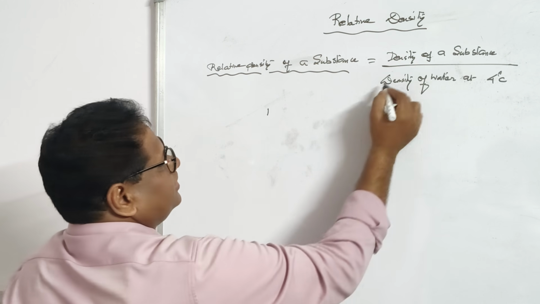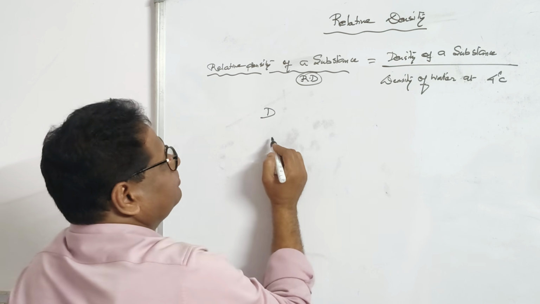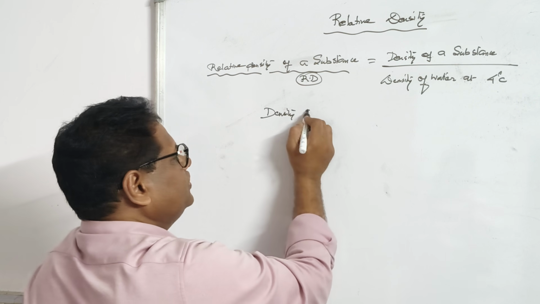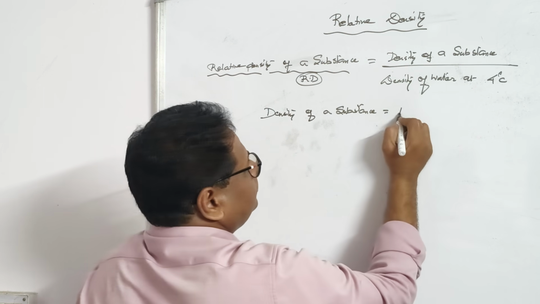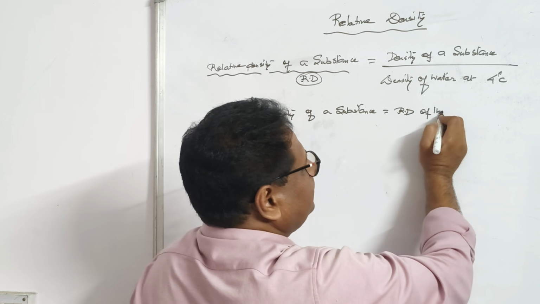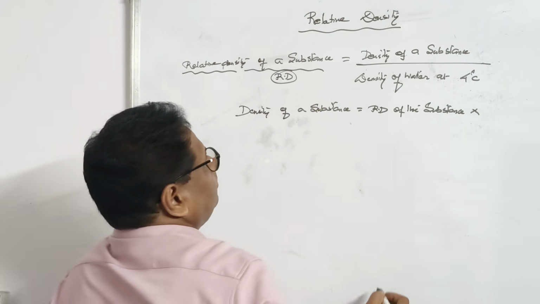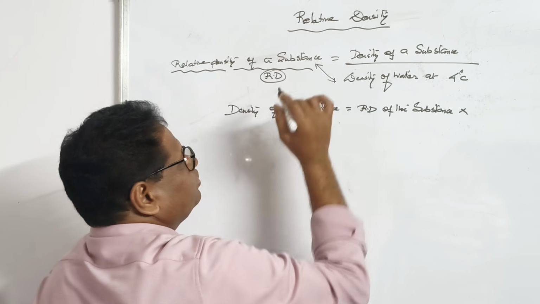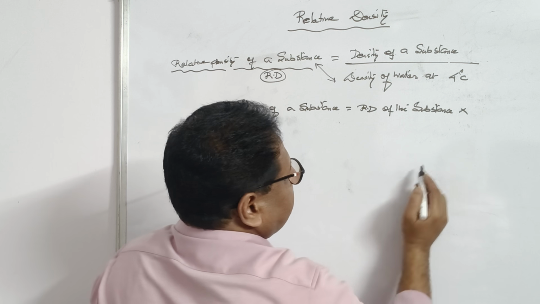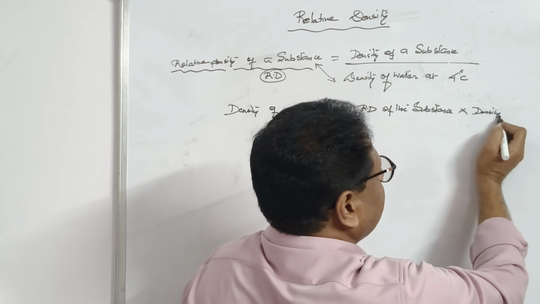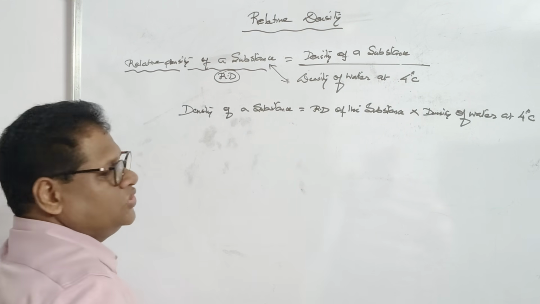Now from this we have a relation. Suppose you want to find the density of a substance and you are given RD. Then you can write the density of a substance equals RD of the substance multiplied by, now when you are multiplying you are cross multiplying these two, the density of water at 4 degrees Celsius. To get the density of the substance, we multiply the RD of the substance with the density of water at 4 degrees Celsius, right? So everything is very clear.